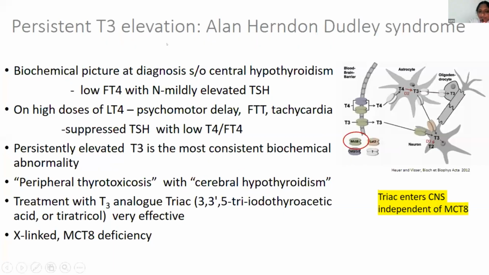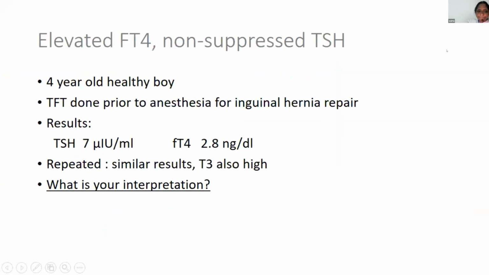So when we see that we are giving a very high dose of thyroxine and the T4 is not normalizing, in this situation, definitely measuring serum T3 is important, because persistently elevated T3 is the most consistent biochemical abnormality here. Elevated free T4 and a non-suppressed TSH.